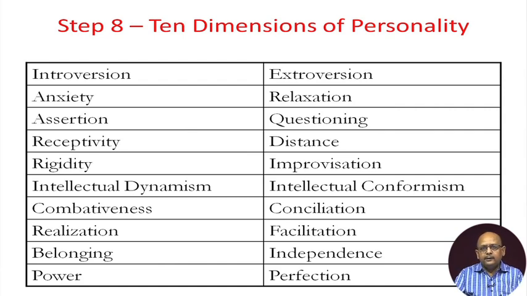You are very rigid or improvised. Then intellectual dynamism, whether you always conform to certain things or you try to deviate from them, having a different opinion altogether. Otherwise, combative or conciliatory. So, these are the personality dimensions which have been identified as relevant in the case of sales people.